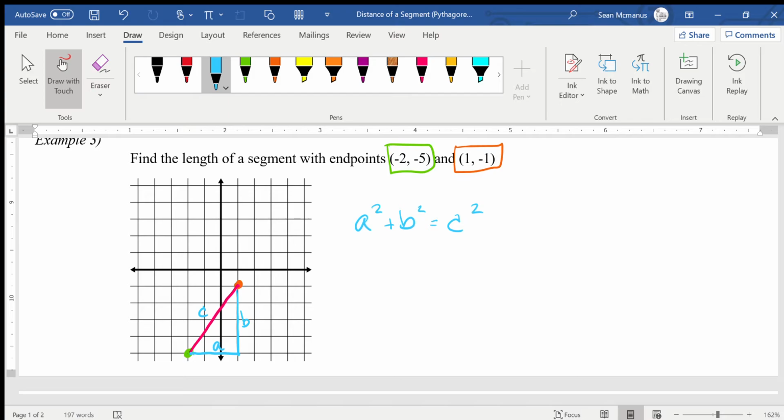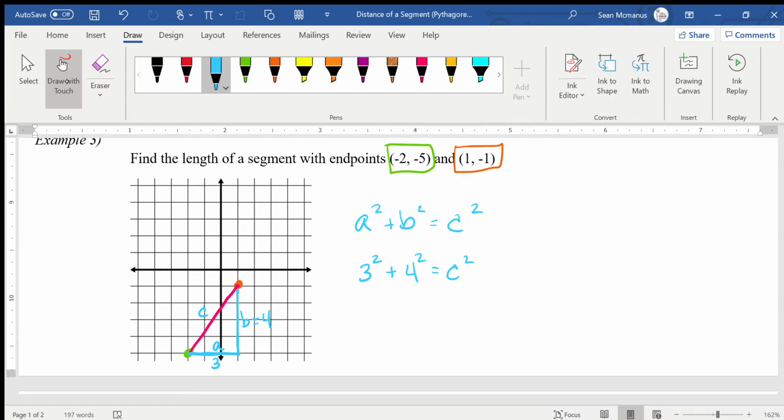So A is 1, 2, 3 units long. So A is 3. And B is 1, 2, 3, 4 units long. So B is equal to 4. And the C, I said I can't count because it's diagonal, so I have to plug in the A and the B and see what I get. So A is 3, so 3 squared. B was 4, so where I see B, I put the 4 in, squared, equals C squared.